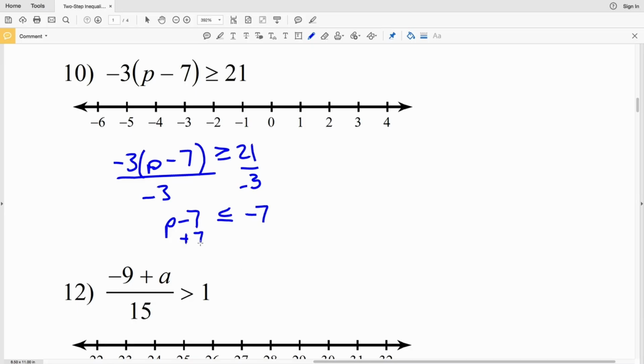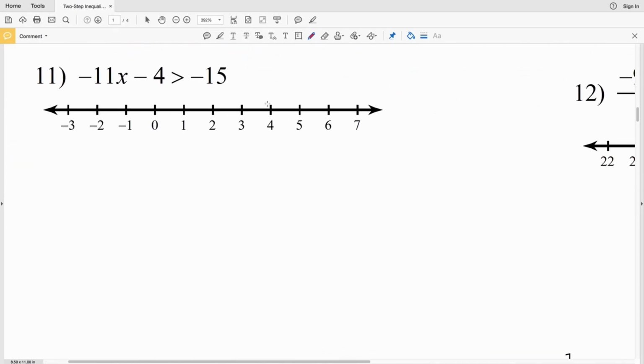I'm going to add 7 to both sides to get that p is less than or equal to negative 7 plus 7, which is 0, as my solution to this inequality. So I'm going to circle, fill in the 0, and then shade everything to the left. And if you have trouble understanding how to shade or what way to shade, go back to one of my previous videos or go to my tutorials where I explain this concept more in depth.